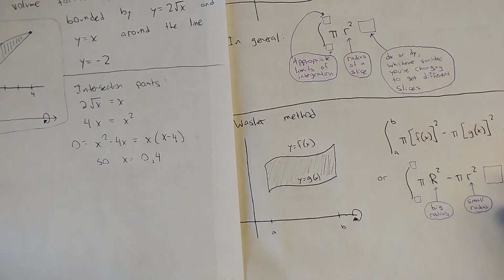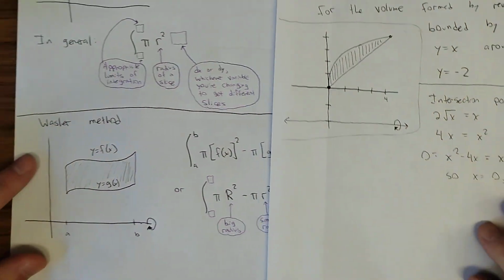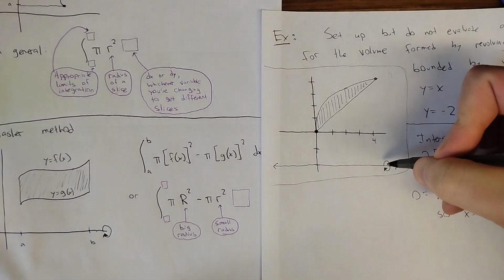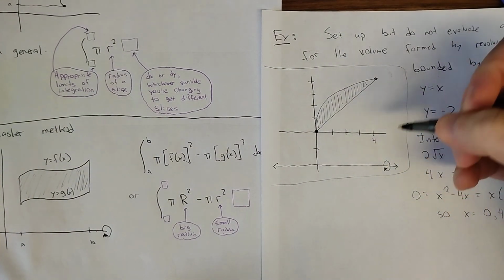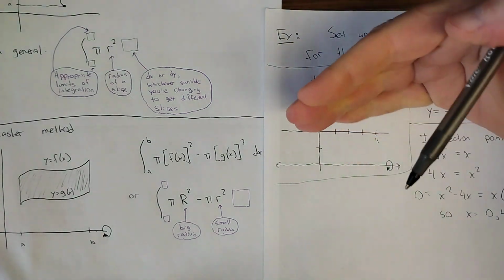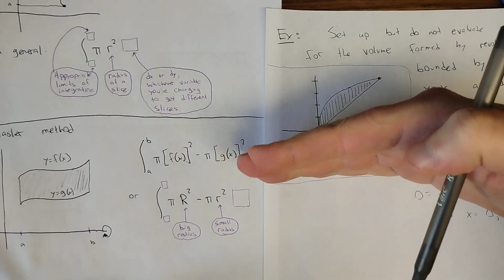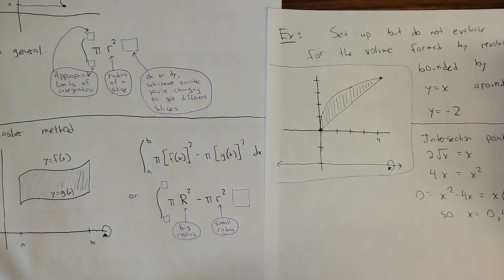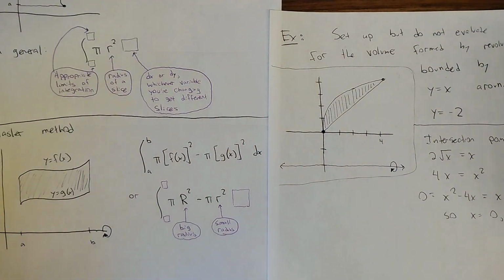This is going to look like the washer method, because here's my axis of revolution. This is not a solid region. The region does not go all the way down to touch my axis of revolution. It's farther away. So this is going to be a washer method. So here's how I set this up.